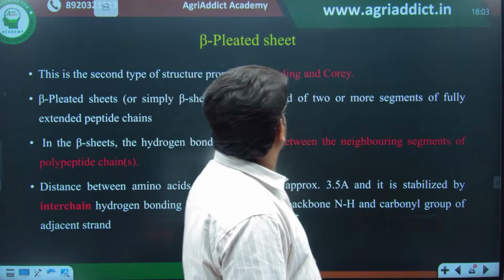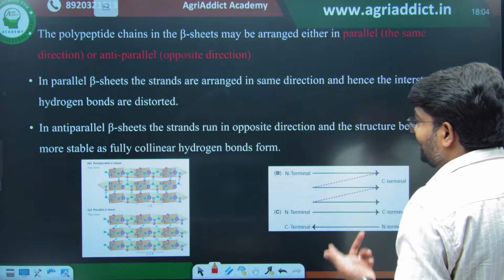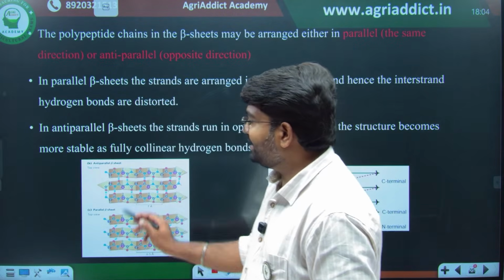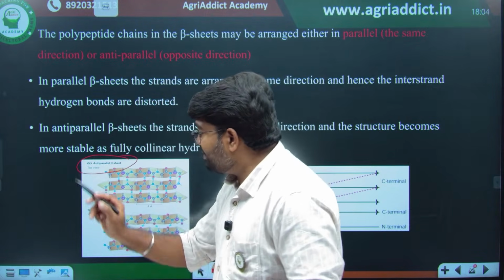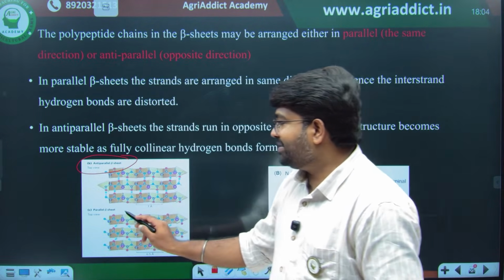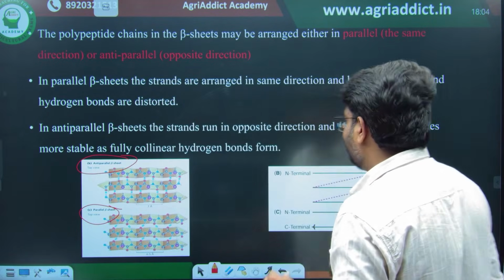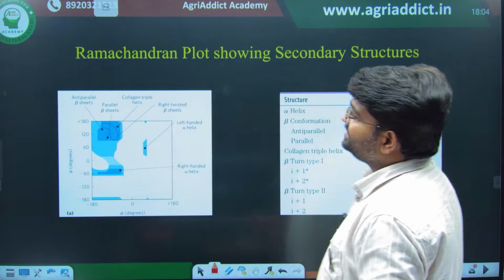Now secondary structure, beta pleated sheet, this we have already discussed. In beta sheet, the most important thing they will ask is that anti-parallel beta sheets are highly stable as compared to parallel beta sheets. This is the key point you have to remember in beta sheets. Clear? This is the Ramachandran plot.